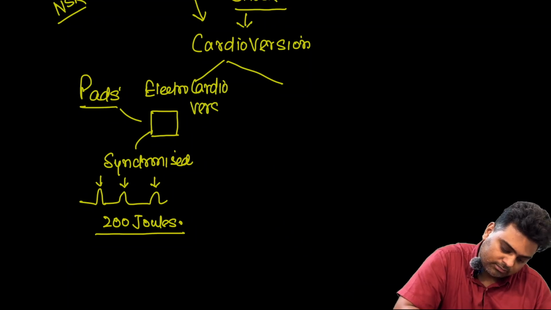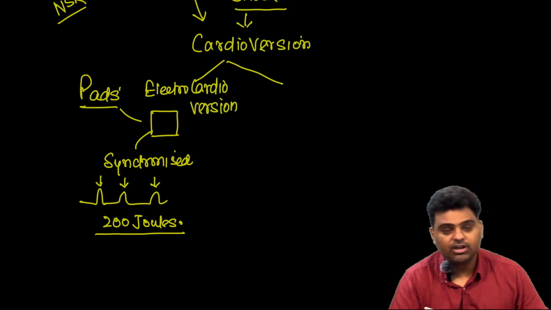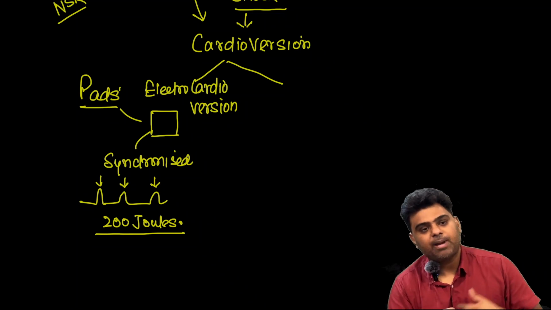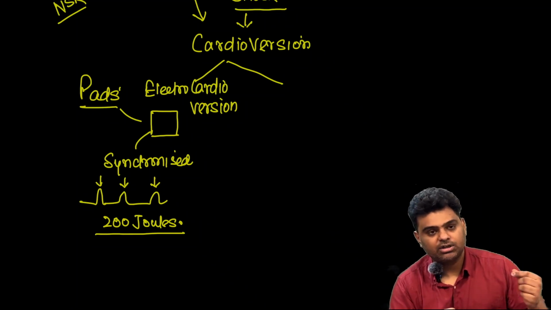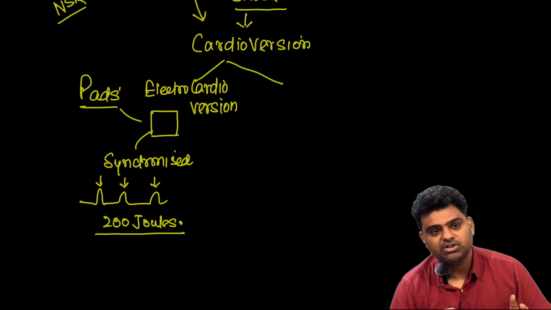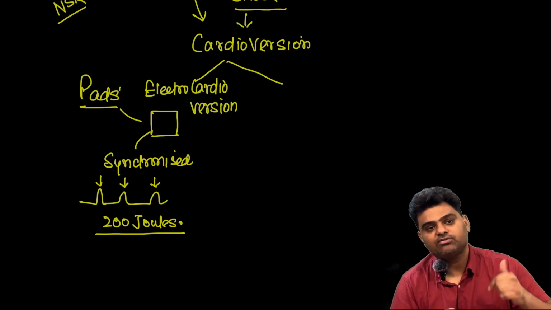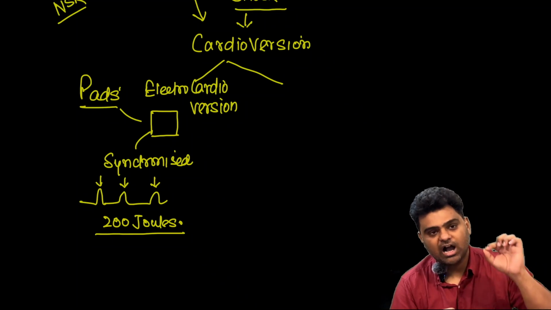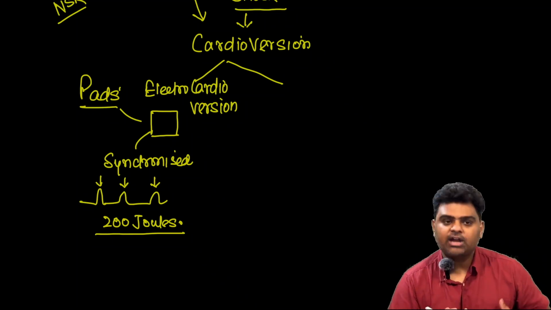Electrocardioversion, where you connect the pad to the patient and that pad is connected through the wires to the defibrillator machine, and you give 200 joules of energy to the patient in a synchronized way, synchronized with the R wave of the RR interval. And I have told you the position.